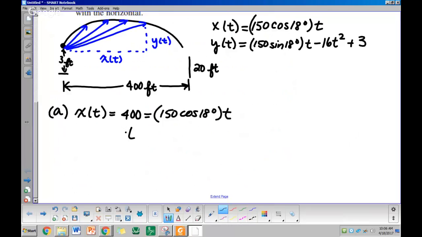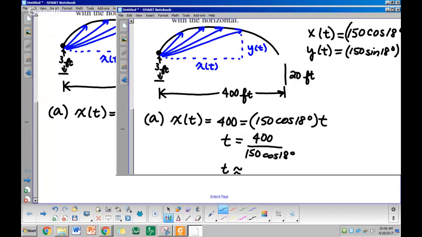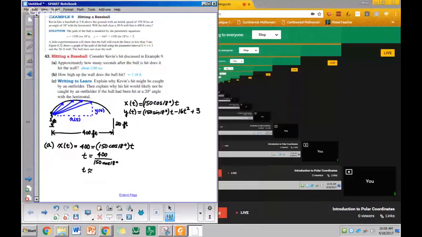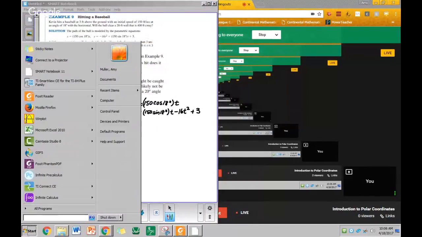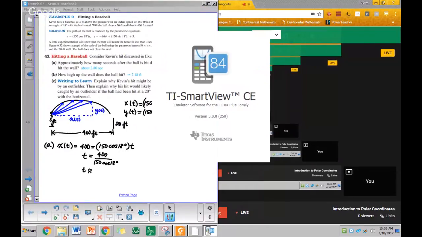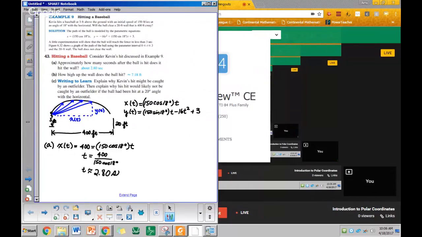To solve for t here, we're going to get t equals 400 over 150 cosine of 18 degrees. Somebody's going to have to do that on the calculator for me. 2.80. Okay, 2.80. Good. And I'm going to open my calculator here so we can have fun looking at what the graph looks like in parametric equations here. And you guys said 2.80 seconds.